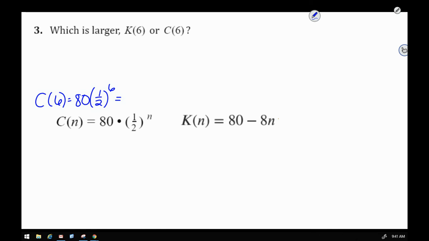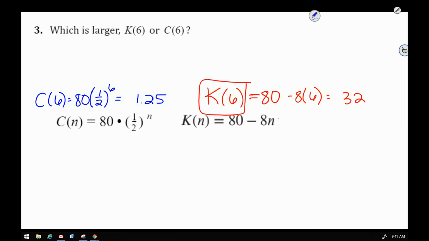Okay, what do we get for C of 6? 1.25? And then for K of 6, so which one was larger? The 32 one, K of 6.